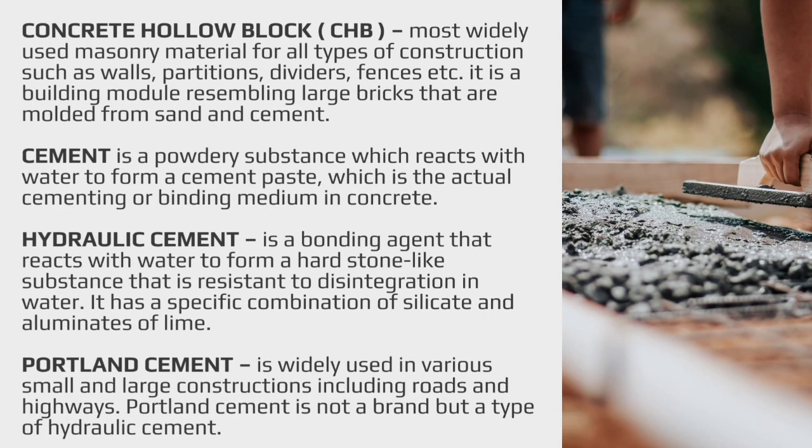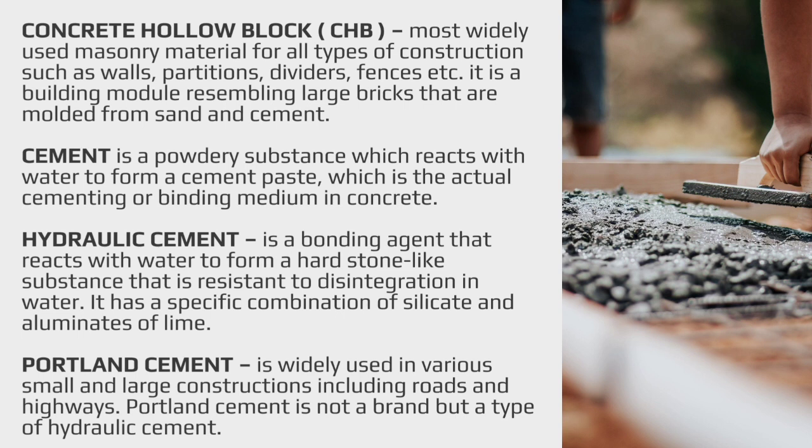Concrete hollow block, CHB. Most widely used masonry material for all types of construction such as walls, partitions, dividers, fences, etc. It is a building module resembling large bricks that are molded from sand and cement.